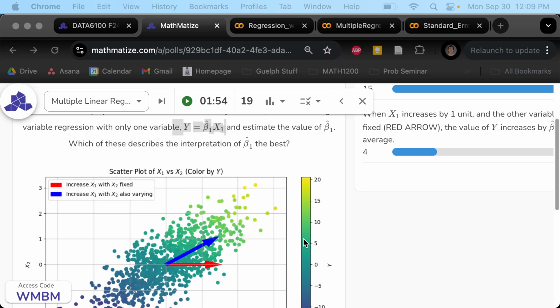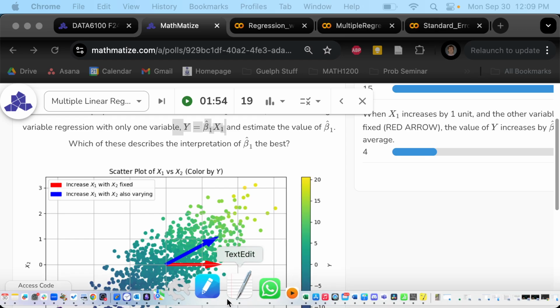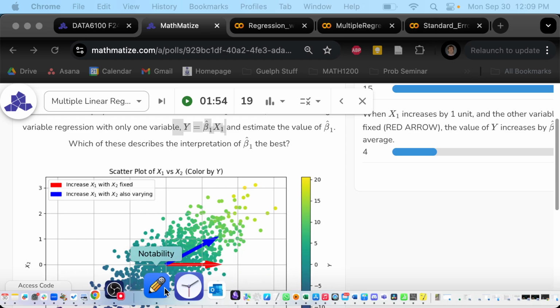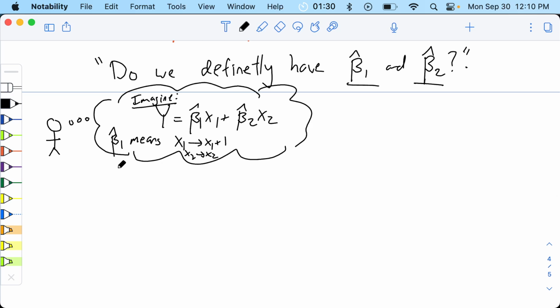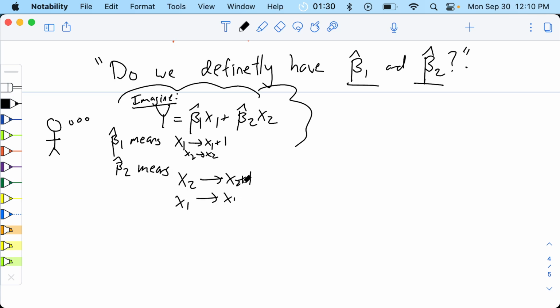So in the little thought experiment, here we can also say beta hat. We can also say what beta hat 2 means. So let's extend our thought. Beta hat 2 means x2 goes to x2 plus 1, and x1 stays fixed.